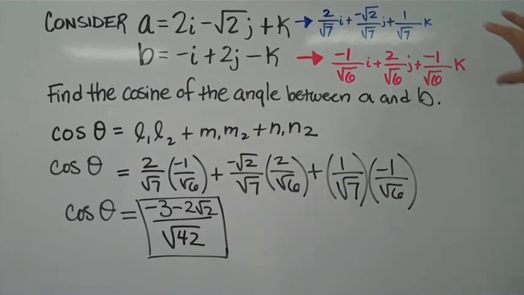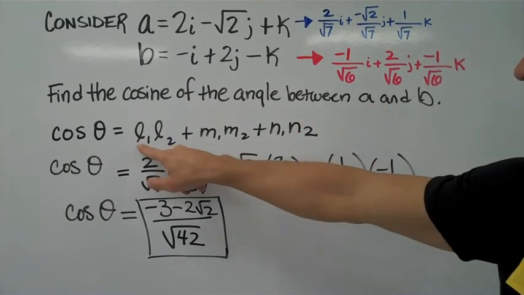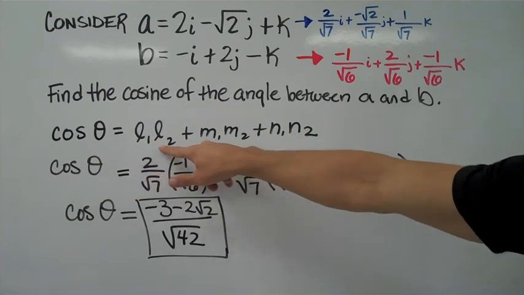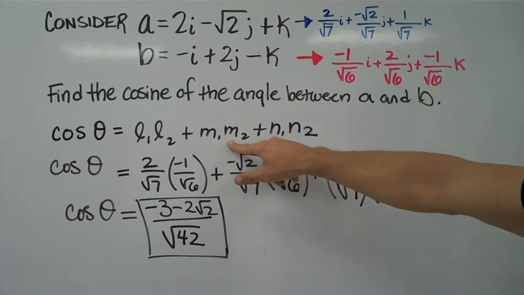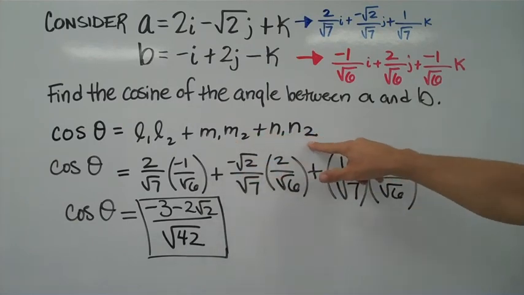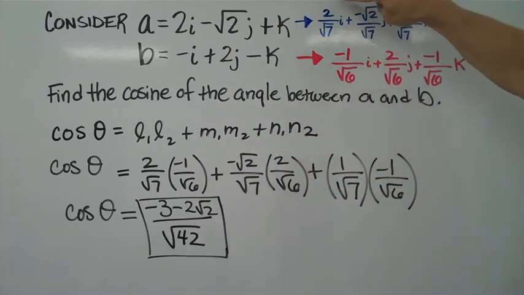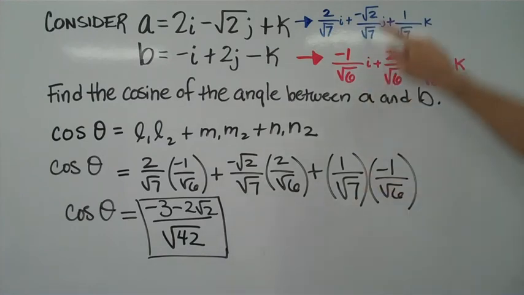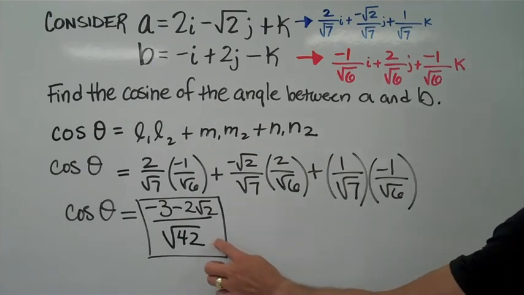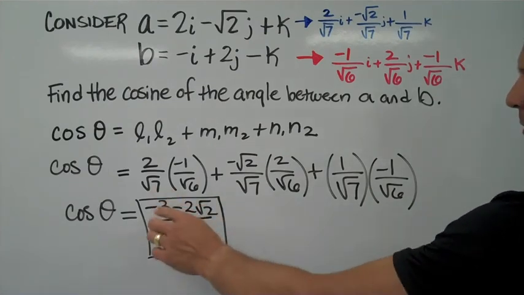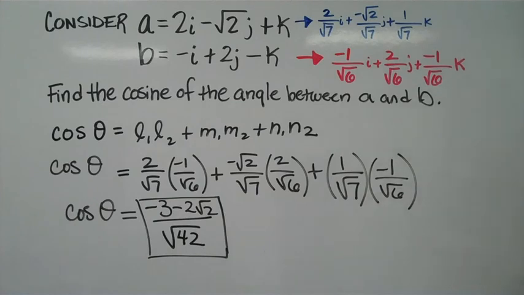Once we know the directional cosines, then finding the angle between A and B is rather easy. It's just directional cosine in the x direction times directional cosine in the x direction for the two vectors, directional cosine y times directional cosine y, directional cosine z times directional cosine z, which just amounts to this times this, plus this times this, plus this times this, which you can see here. Of course, our common denominator is going to be the square root of 42, and ultimately we get negative 3 minus 2 square roots of 2.